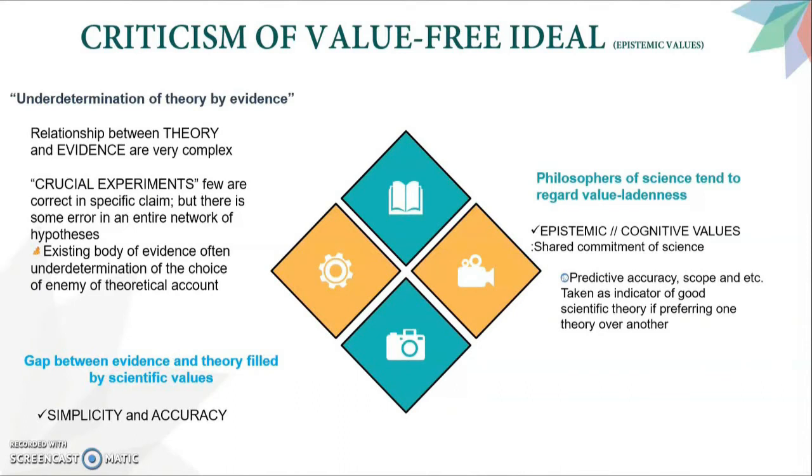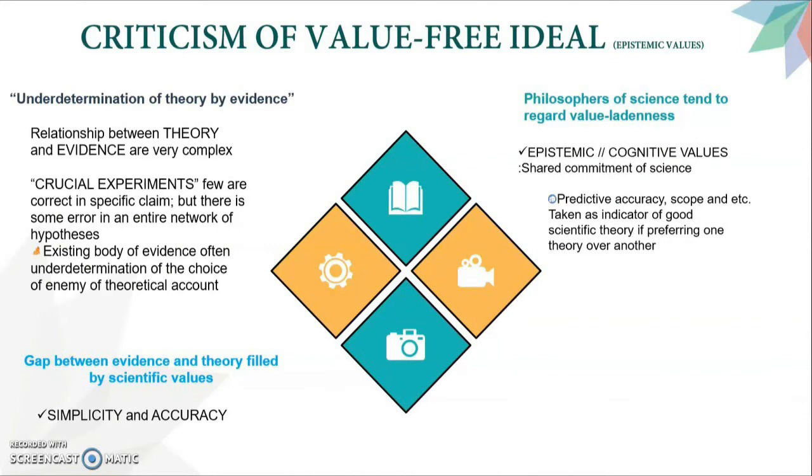The second criticism of the value-free idea is that the gap between evidence and theory is filled by scientific values, the words being simplicity and accuracy as the scientific values. For example, when we need to sketch a graph, which one is suitable to draw the line, which one is the best fit? It will apply simplicity and accuracy in that way.